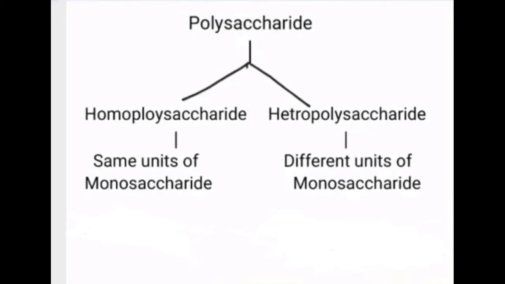And then the second one is the heteropolysaccharide. Hetero means many. These heteropolysaccharides are made up of two or more types or different units of monosaccharide. An example of heteropolysaccharide is the mucopolysaccharides. And remember that all polysaccharides are formed by the same basic process, where monosaccharides are connected via glycosidic bonds.